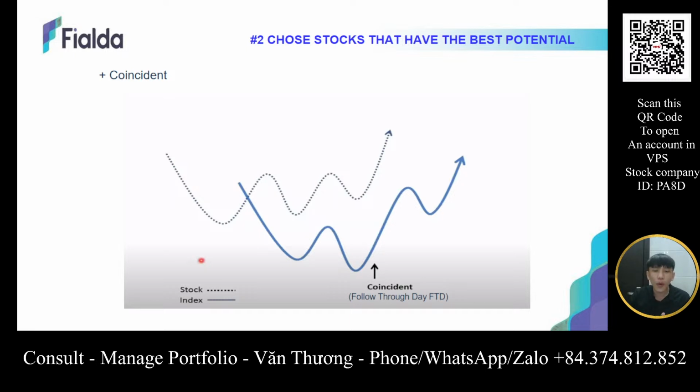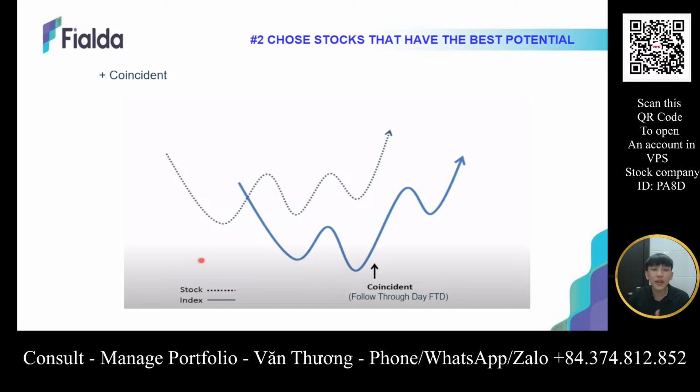Number one, when the index closes above yesterday's close. For example, yesterday the index closed at 1,000 points, and today the index closed at 1,005 points, or 1,010 points. That's the first day of recovery.